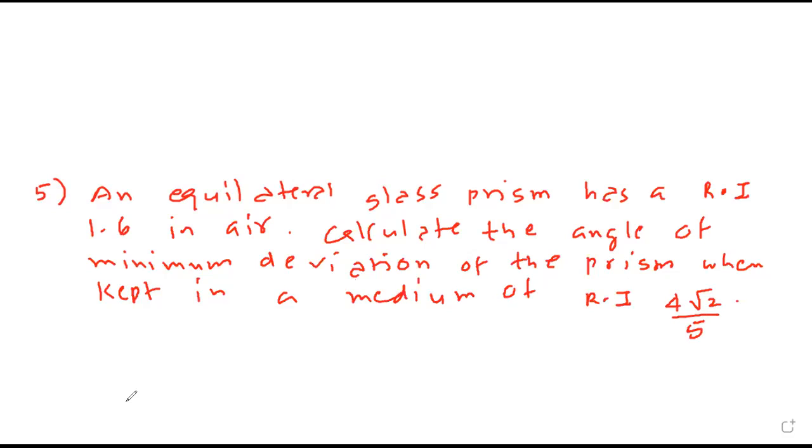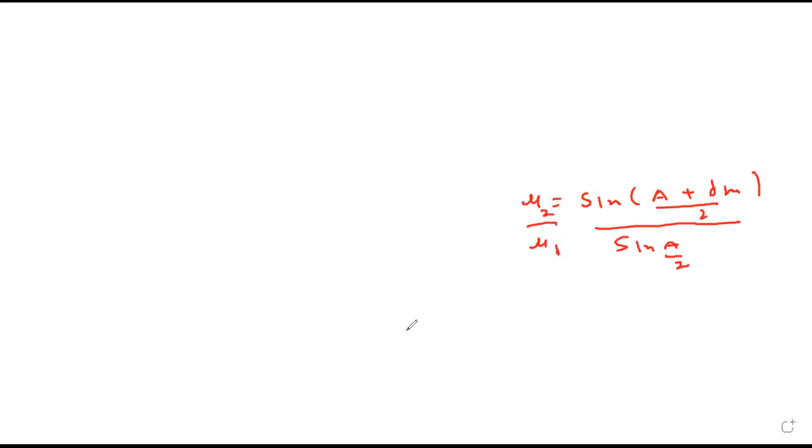Equilateral glass prism has refractive index 1.6 in air. Calculate angle of minimum deviation when kept in a medium of refractive index 4√2/5. See, when we say prism formula, we presume that it is kept in air. So we write mu equals sine of (A plus delta M) upon 2 divided by sine A by 2. Here we assume that it is kept in air. If it is not kept in air, then it will become mu 2 upon mu 1. So please don't forget this.